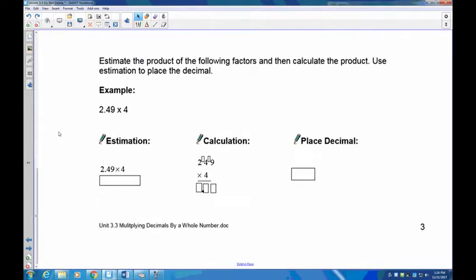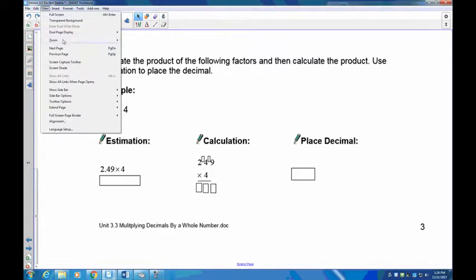Okay, when we get to do the stuff in the assignment, this is the way we're going to do it. We're going to start with working with an estimation first, and then once we have our estimation done, we're going to move on to doing the actual calculation, and then we're going to do the actual placement of the decimal at the end. So let's take a look. I'm going to zoom in again so it makes it a little bit easier for myself to do the clicking.